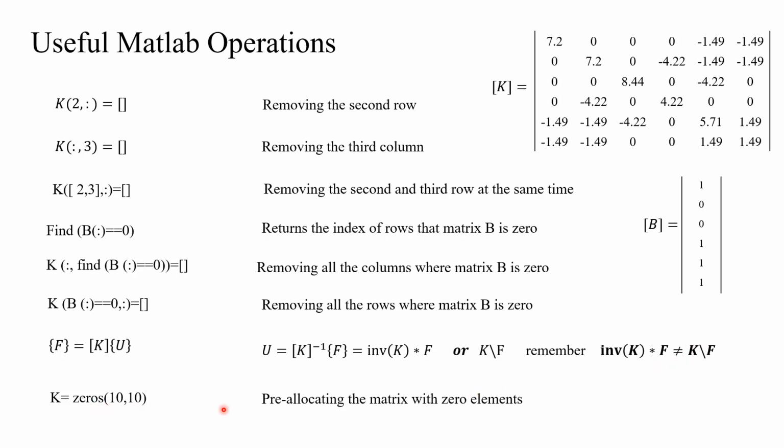And here you're pre-allocating a matrix. If you know that you're dealing with a matrix of 10 by 10, let's assign a matrix full of zeros, so now we have the dimension. So Matlab doesn't have to expand the stiffness matrix gradually one by one. That saves you a lot of computational cost.